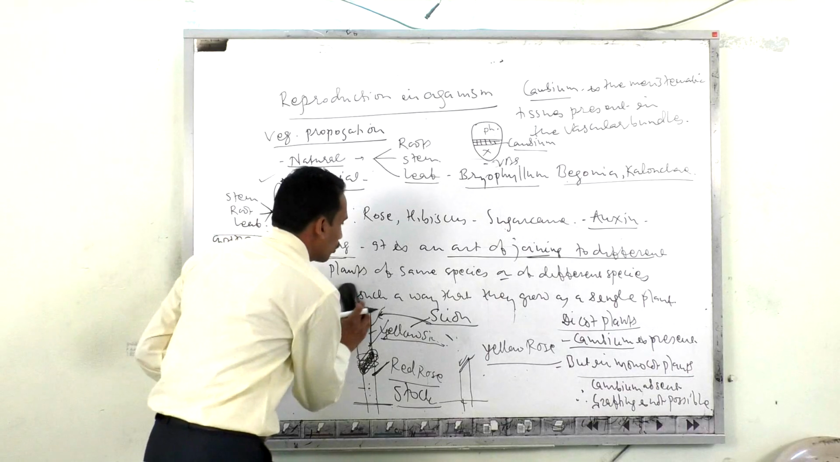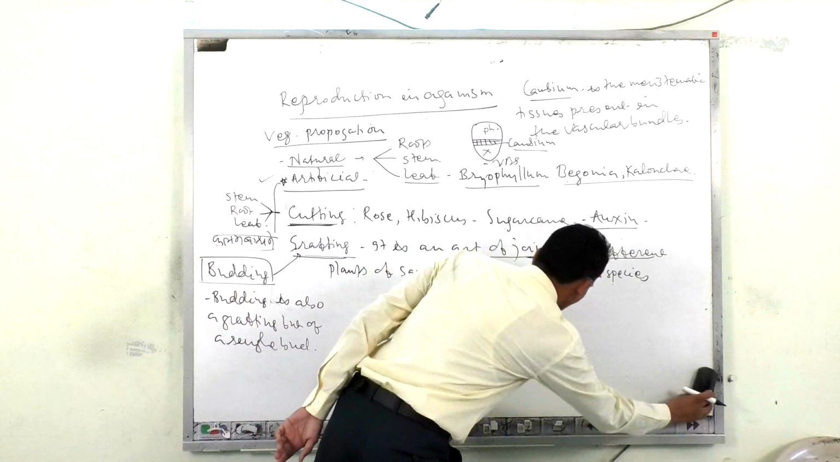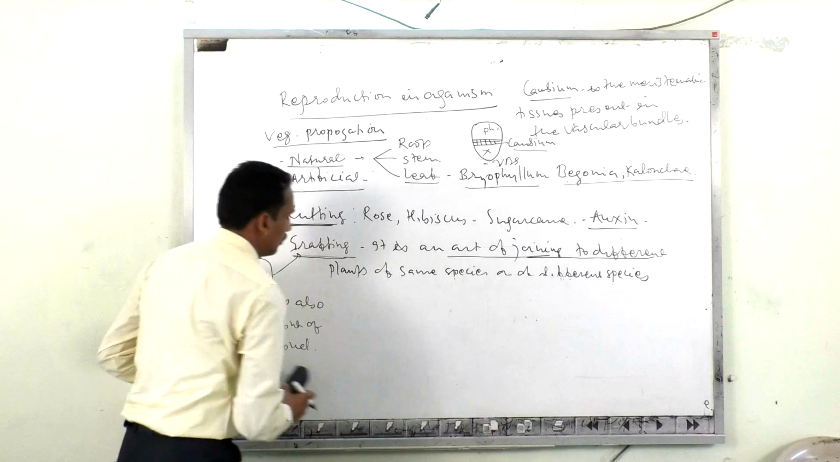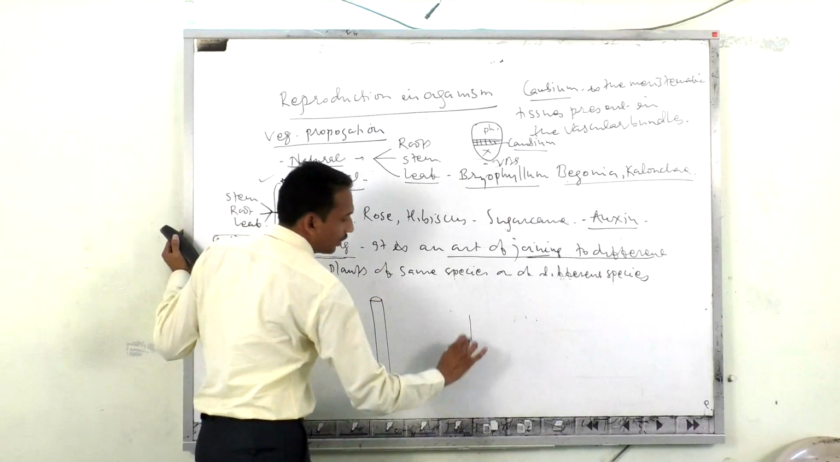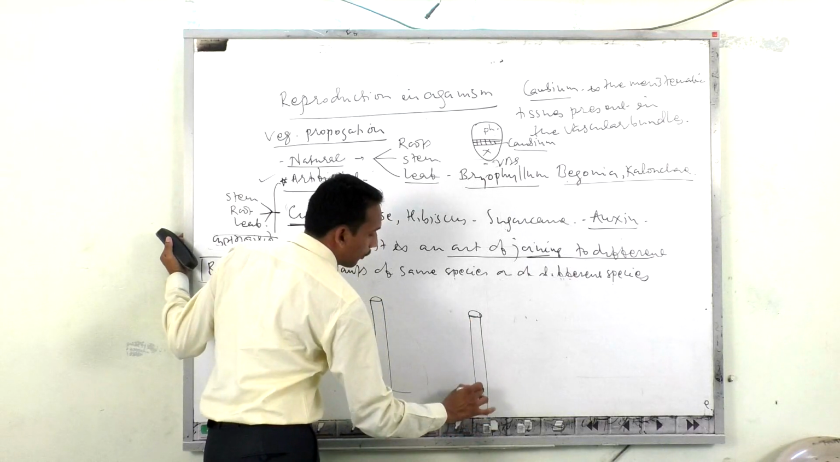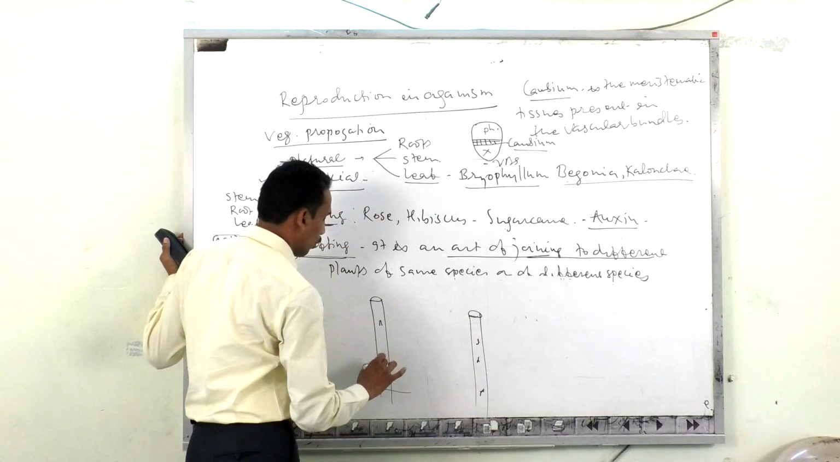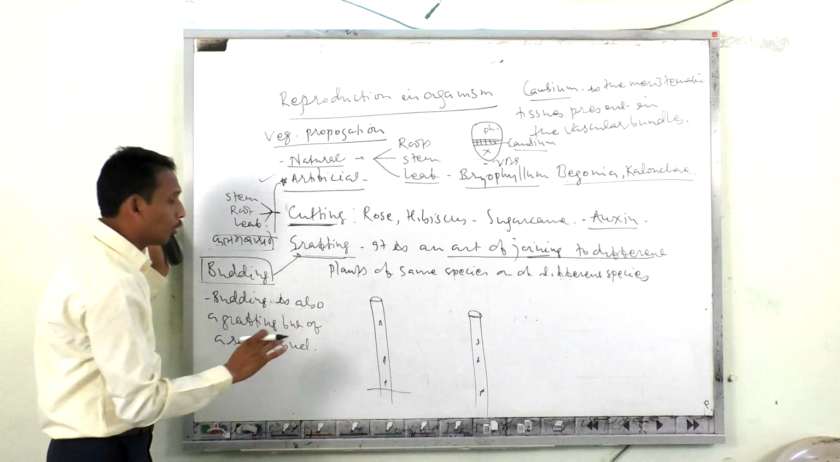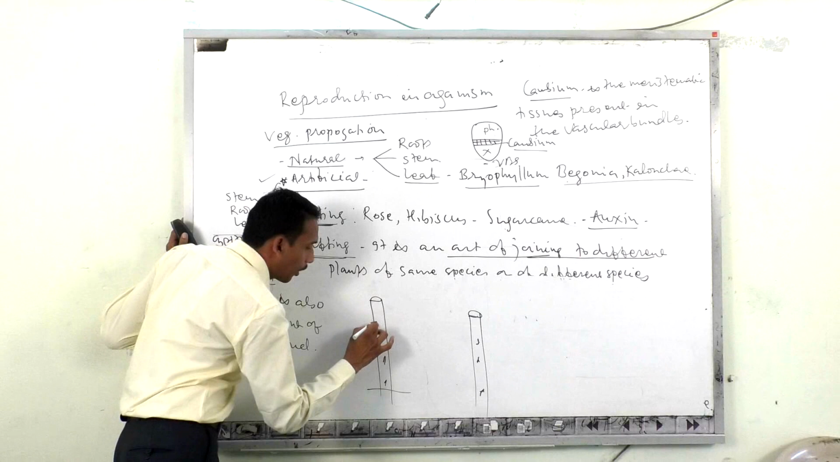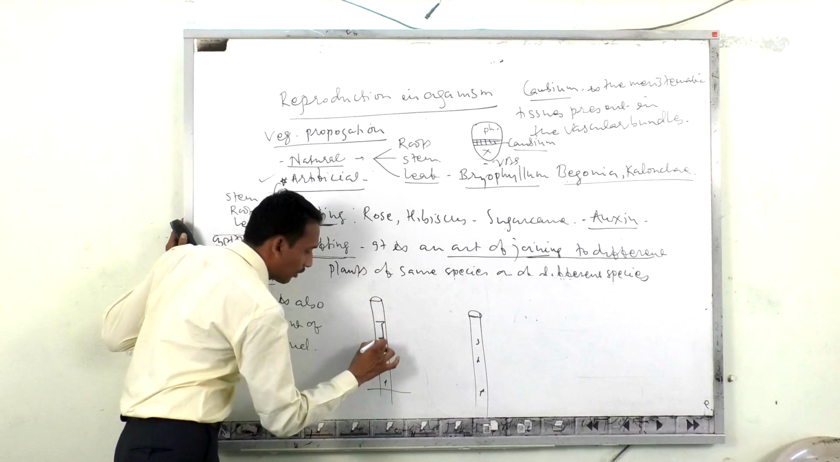How is it carried out? You just see, I will explain. Suppose this is again a rose plant, another rose plant. On that rose plant, there is the presence of nodes. Such nodes are present. What you have to do here is simply cut that bud by giving a T-shaped cut.